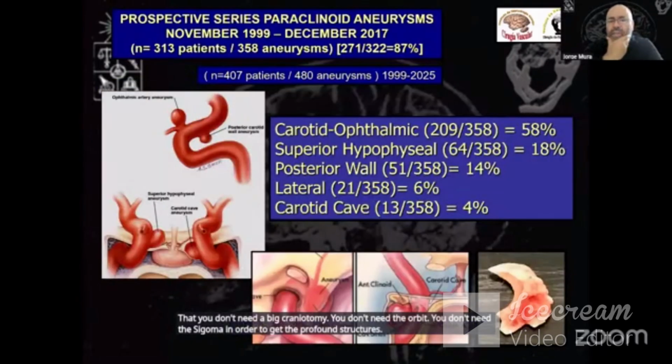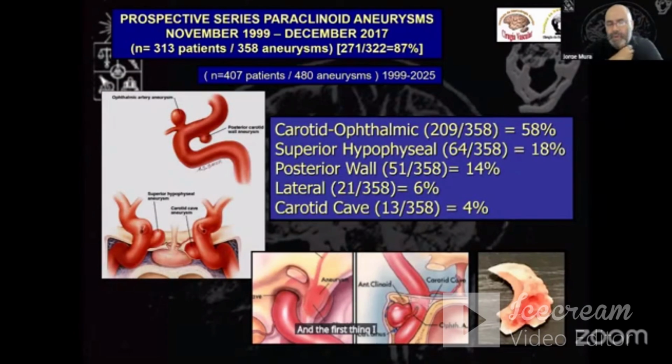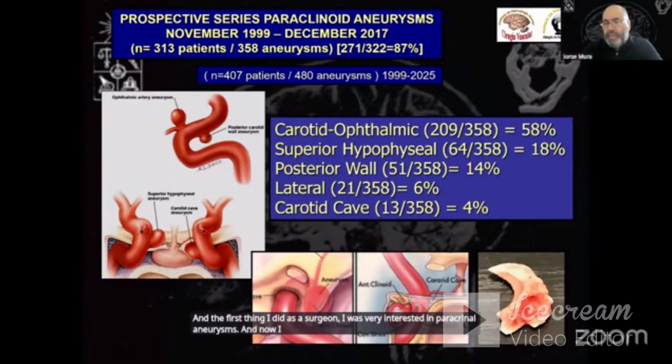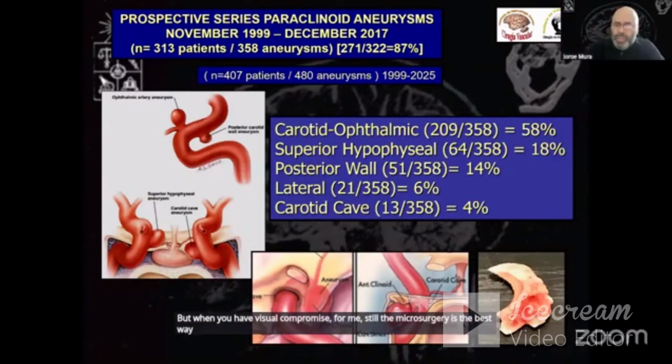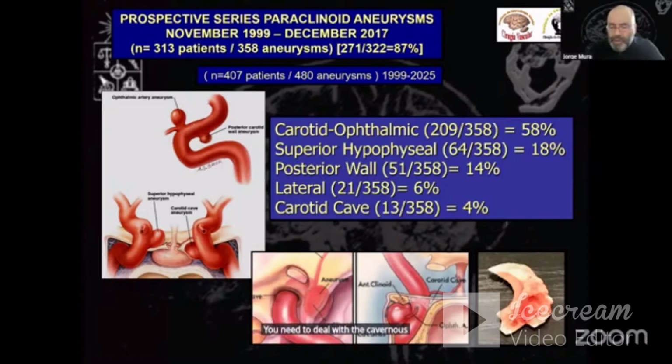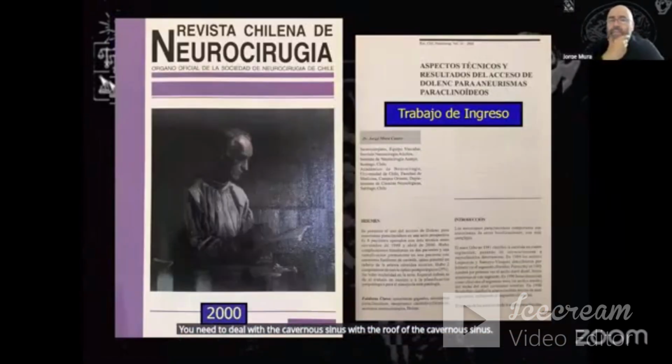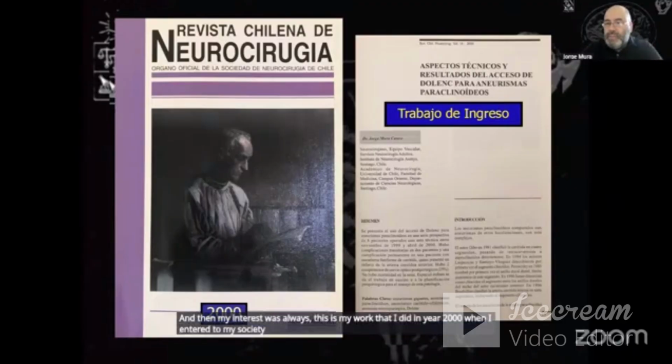The first thing I did as a surgeon, I was very interested in paraclinoid aneurysms, and now I have operated almost 500 cases. I know that in the 21st century endovascular treatment is a very good option, but when you have visual compromise, for me microsurgery is still the best way. But it's complex surgery. You need to deal with the cavernous sinus, with the roof of the cavernous sinus. And my interest was always this; this is work that I did in the year 2000 when I entered my society, and I studied this subject because it's very important.